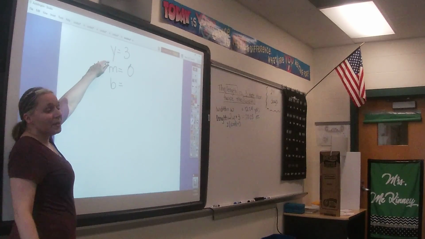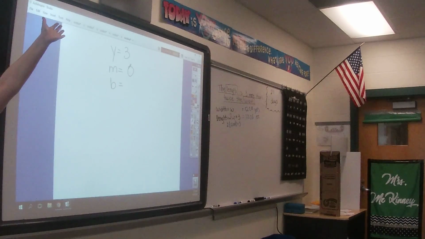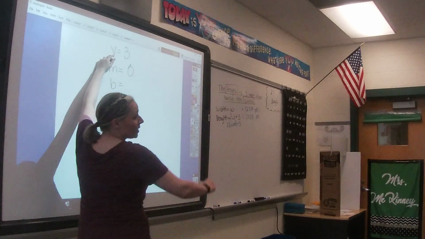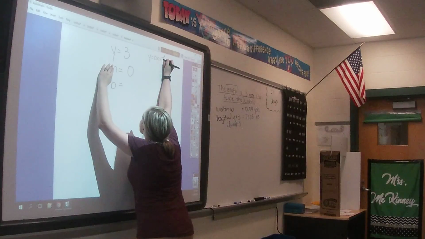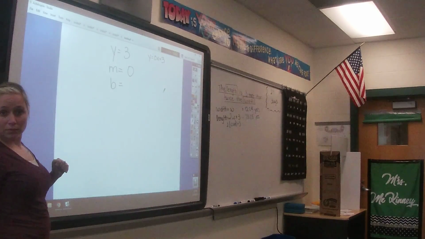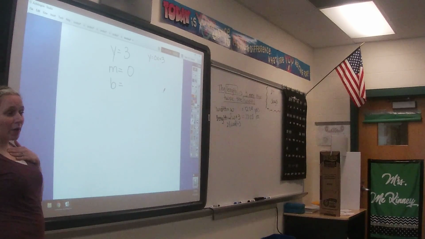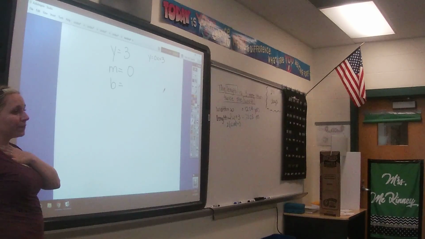Okay, so our m is going to be 0 because we don't see anything there with the x, right? So this is going to be y equals 0x plus 3. We see no x's, so our slope is 0. What would our b equal? 3.